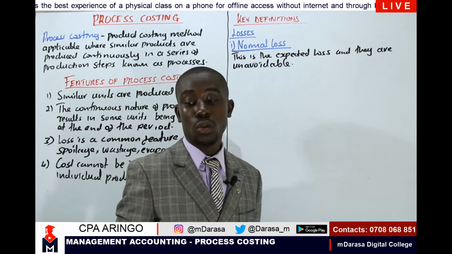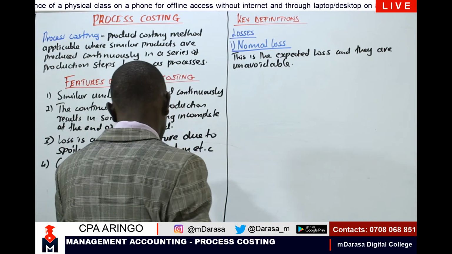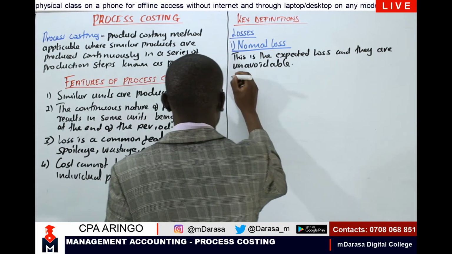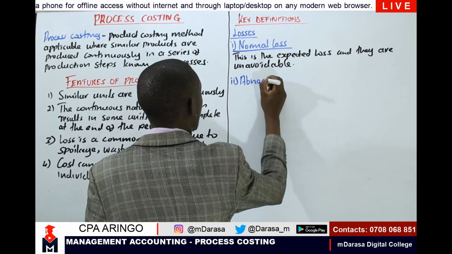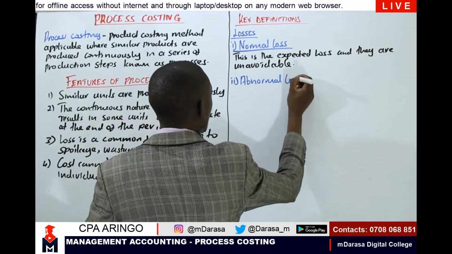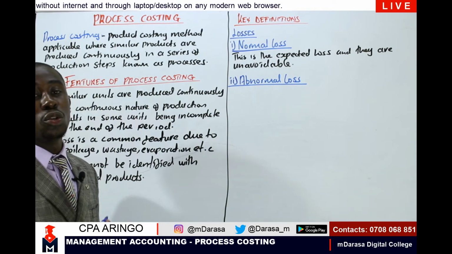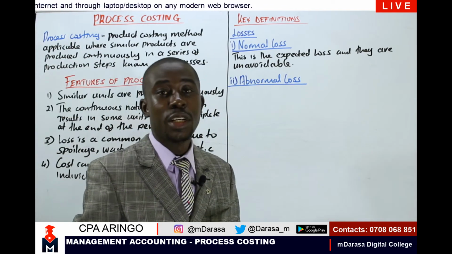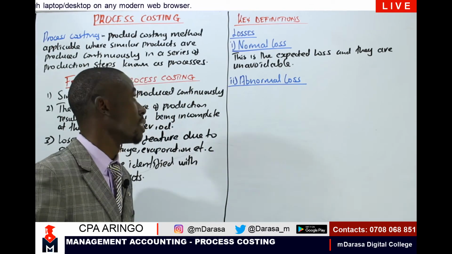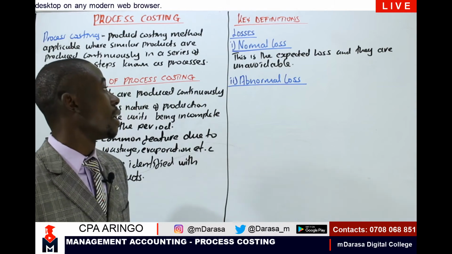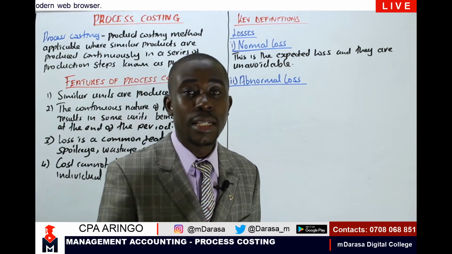So after we've talked of normal loss, I also want us to talk of the second type of loss, known as abnormal loss. Number two, definition: abnormal loss. Whenever you're talking of abnormal loss, what should ring at the back of our mind? You'll find that abnormal loss will occur where our losses are more than what we had anticipated.